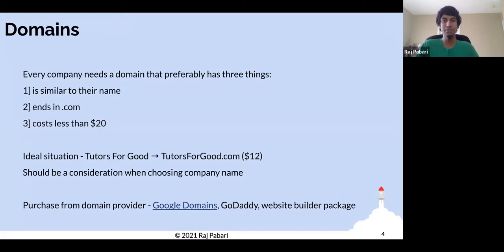Just like when you're choosing a company name, a lot of people think about trademarks. They think about whether they can incorporate under this name. The domain name is one of the things you should be thinking about too: is my domain name available? So Tutors for Good was chosen, and the first thing that I looked up was, does tutorsforgood.com exist? And it wasn't the first domain name that we thought of.